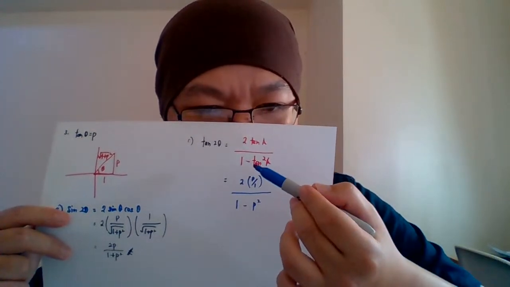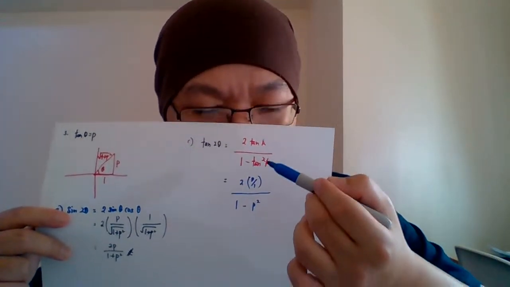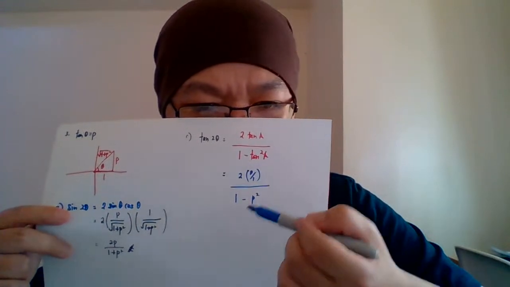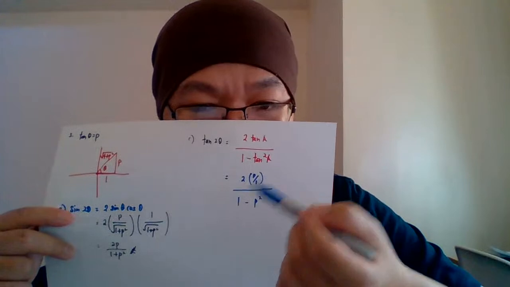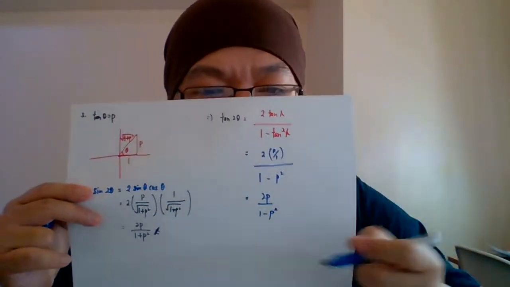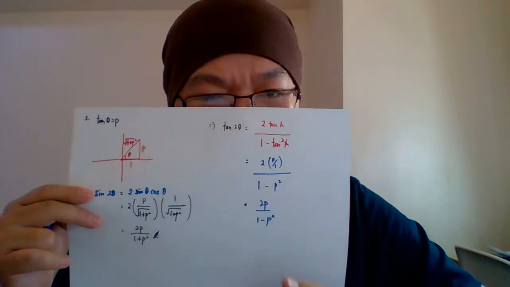Over 1 minus tangent squared theta. That means 1 minus P squared lah. Tangent equals P, right? So, tangent squared, P squared lah. So, final answer will be 2P over 1 minus P squared. Okay, that will be the end of our class.